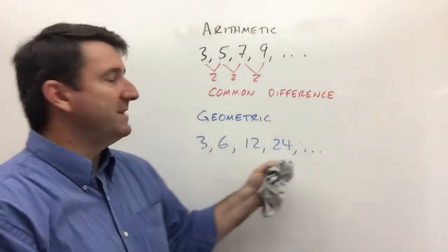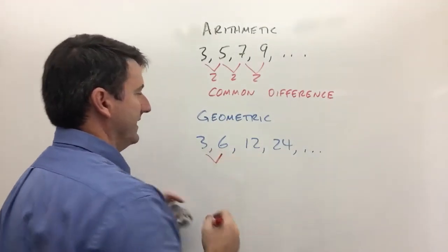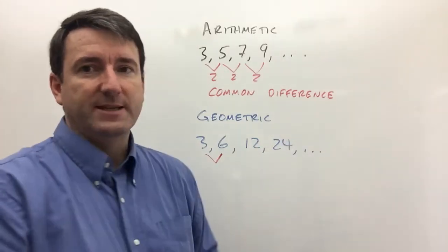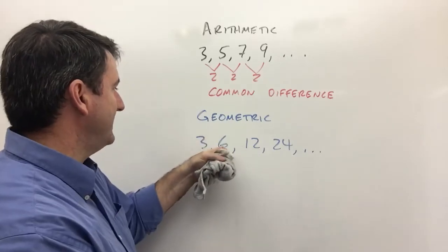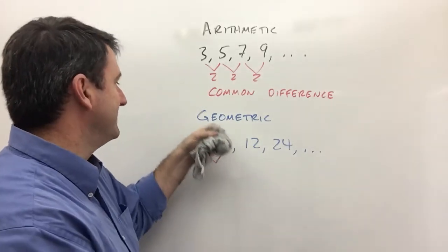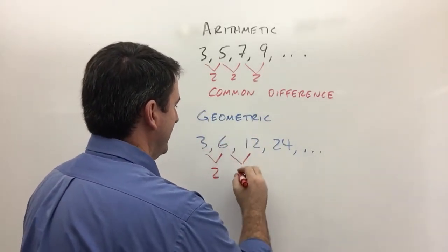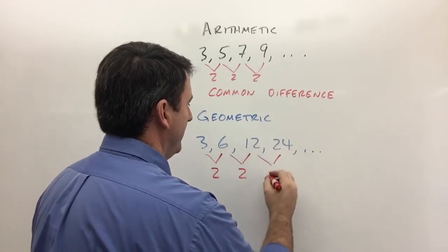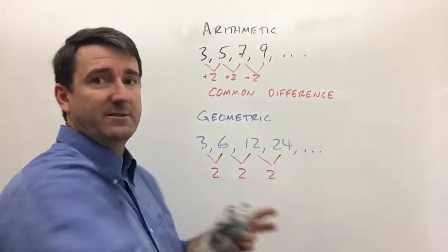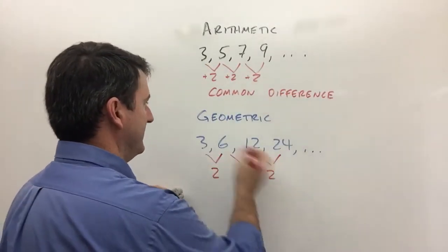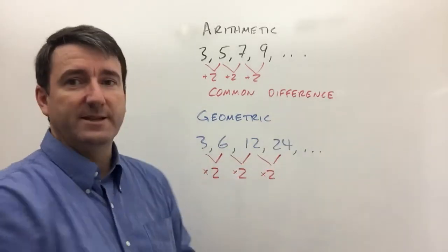All right, with geometric sequences, we have a common ratio. In other words, we're multiplying by the same thing each time to get to the next term. So we can find our common ratio by, instead of subtracting, dividing each term by the previous one. So 6 divided by 3 is 2, 12 divided by 6 is 2, 24 divided by 12 is 2. So here, where we're adding 2 each time in the arithmetic sequence, in this geometric sequence, we're multiplying by 2 to get to the next term.